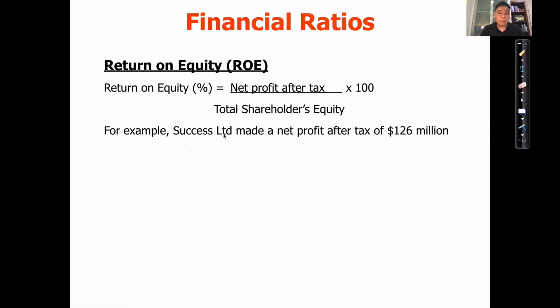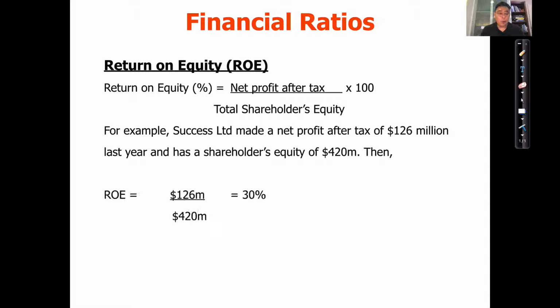So for example, if the company makes a net profit of $126 million and has a shareholders' equity of $420 million, what is the ROE? It'll be 126 divided by 420. That'll give us an ROE of 30%. So the higher the ROE, the better it is.